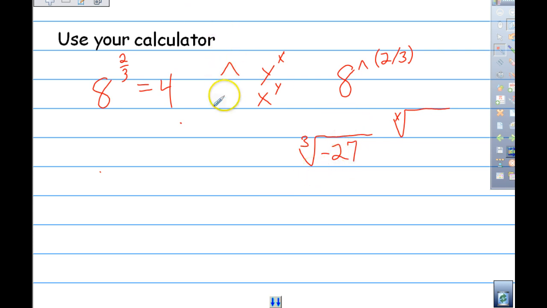And let's take a few minutes to make sure everybody knows how to use your calculator to get these two answers. What does this answer come out to? Anybody have it yet? Negative 3. Yeah. So you should have 8 to the 2/3 equal 4, and the third root of negative 27 should come out to negative 3. So let's make sure you know how to do that on your calculator.